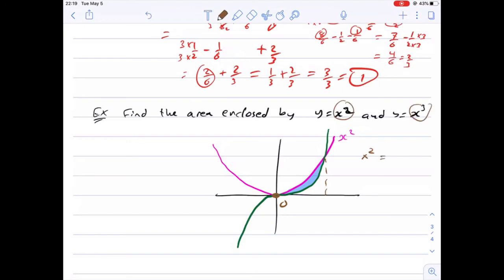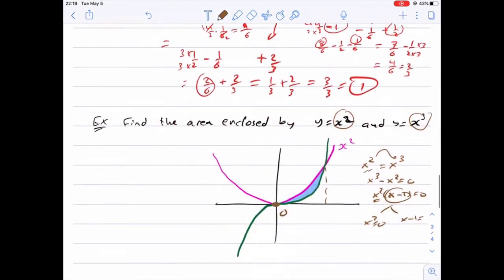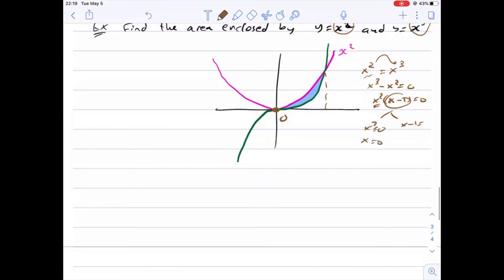That means we set the two functions equal to each other, and then we bring this to the other side. It becomes x squared minus x cubed equals 0. Then we take x squared as a common factor. We get x squared times (1 minus x) equals 0. Then either x squared equals 0 or x minus 1 equals 0. So if x squared is equal to 0, that means x equals 0, and that's the first point. Or x minus 1 is equal to 0, and that means x equals 1. That means this point is 1.